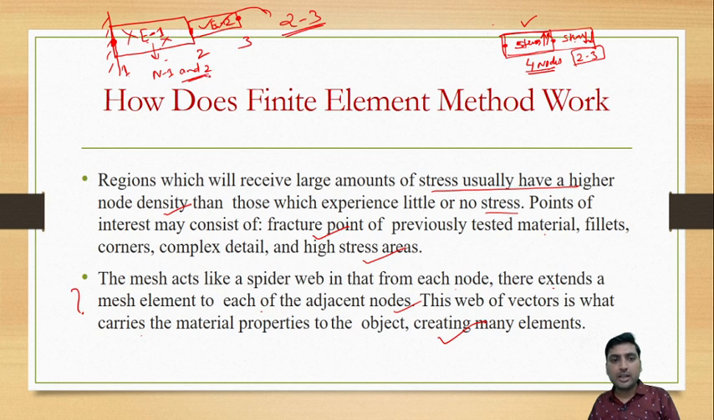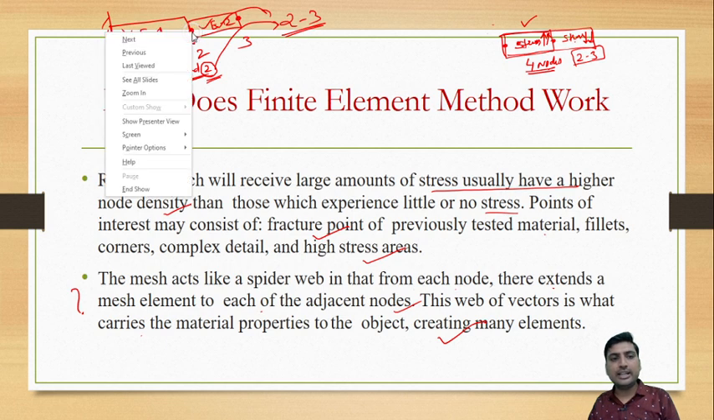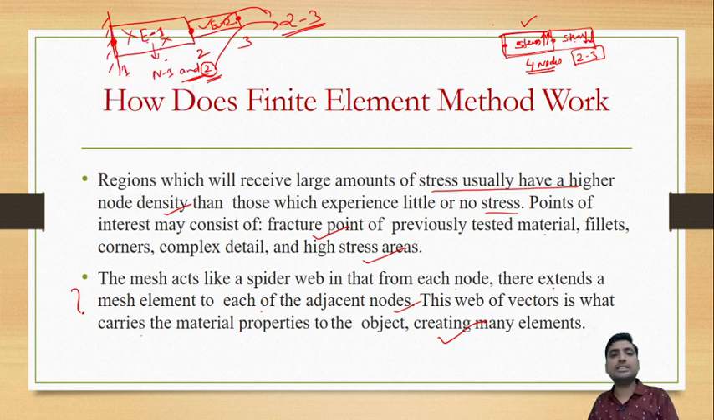So you can see where one element is ending, from there only the other element is starting. Means at the same node, this is the common node for element 1 and element 2 also. Here element 1 is ending, and from here element 2 is starting. So that is what it is saying: the web of vectors carries the material property, creating many elements, mesh elements to each of the adjacent nodes. After element number 1, element number 2 will start. So this is all about how the finite element method works. Now we will go to the next slide.